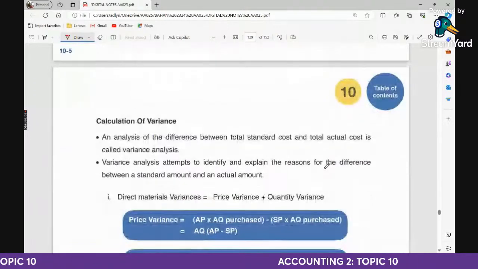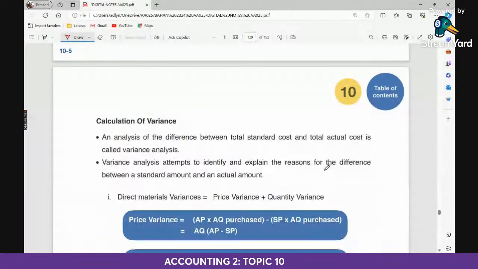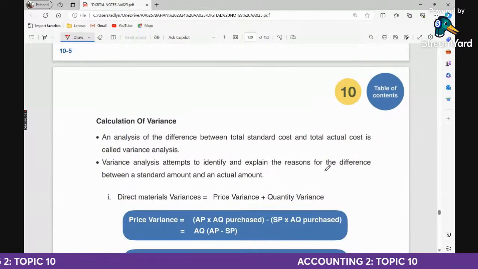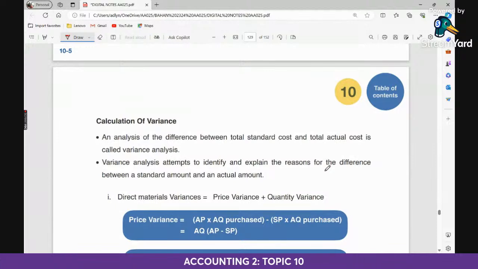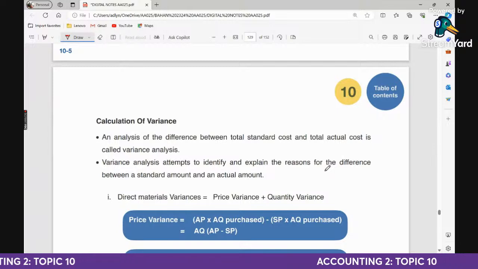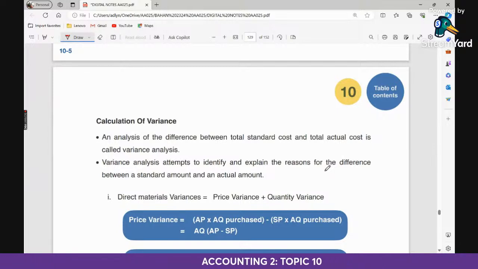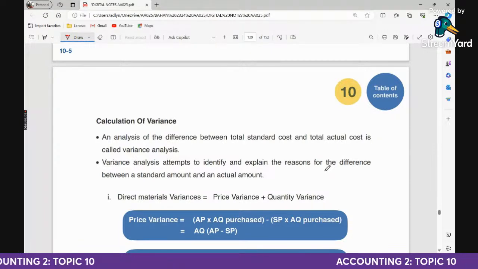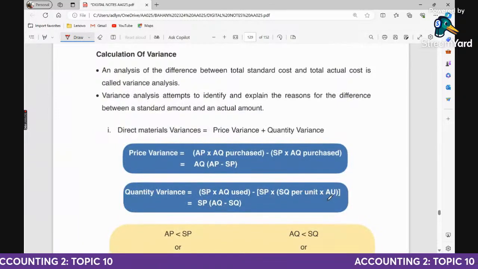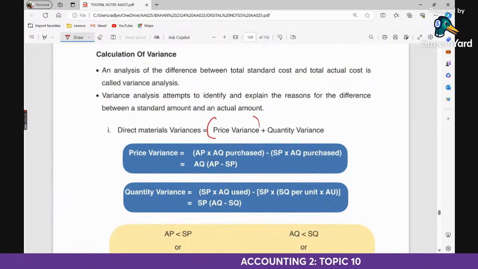Okay, we look at the calculations of variance. Right, as you can see here, an analysis of the difference between total standard cost and total actual cost is called variance analysis. Ini Madam dah bagi tahu tadi. Okay, so variance analysis adalah percubaan untuk identify dan explain kenapa sebenarnya berlaku beza di antara your standard amount and your actual amount. Okay, so untuk dapatkan direct material variance, kita akan kira price variance, kita akan tambahkan dengan quantity variance.